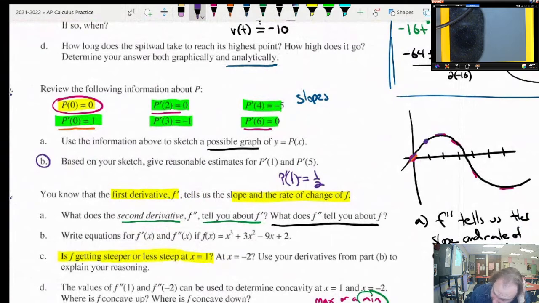And p prime of 5, which has got to be in here somewhere, it's got to be between the negative 5 slope and the 0 slope. So how about p prime of 5 equals negative 3. Something like that. Just got to be in between those slopes on either side.